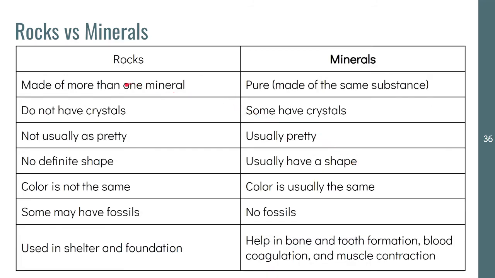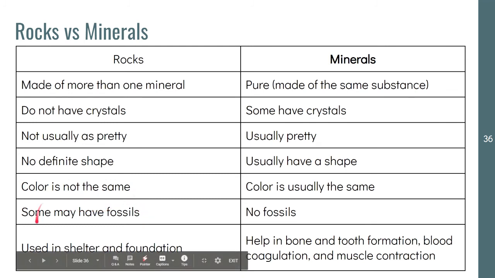composition. So just to clarify, rocks are aggregates. They are made up of more than one material. Minerals are pure, they are only made up of the same substance. Rocks do not have crystals, they are not usually pretty, they do not have a definite shape, they have different colors, some may even contain fossils. In terms of usage, they are used in shelter and foundation.